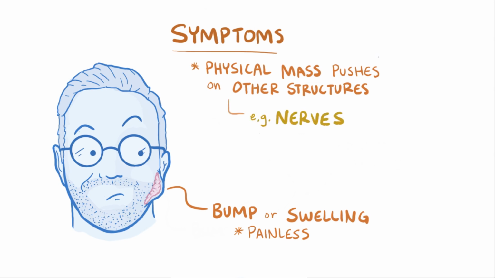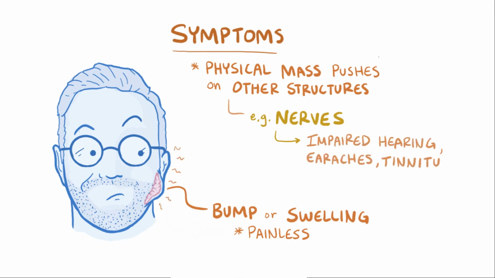There are also nerves, though, that pass through the parotid gland, which when they're pushed on can cause problems like impaired hearing, earaches, tinnitus, which is ringing in the ears, and facial paralysis.